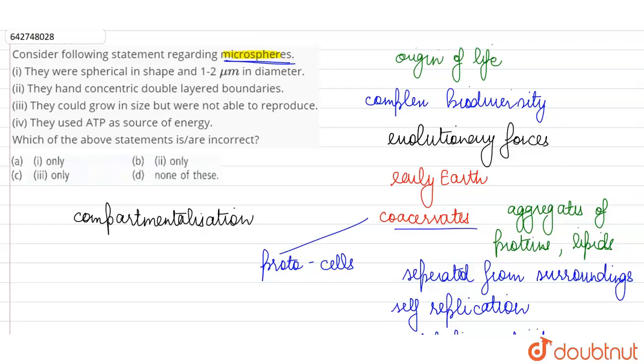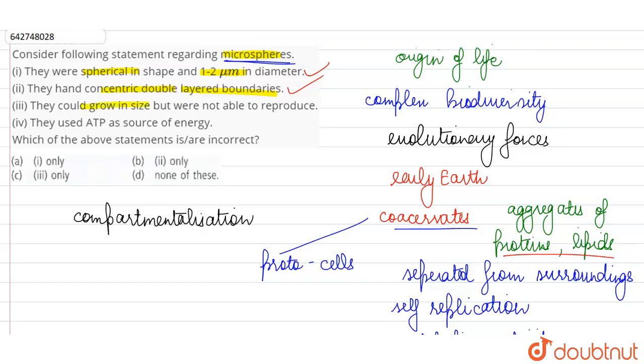So first of all, they are saying they were spherical in shape and 1 to 2 micrometer in diameter. The statement is correct. The microspheres are called microspheres because they were very small in size. Then they are saying they had concentric double layered boundaries. This is also correct, as we've already mentioned. The suspension of biomolecules in the microsphere was enclosed inside not one but 2 membranes.